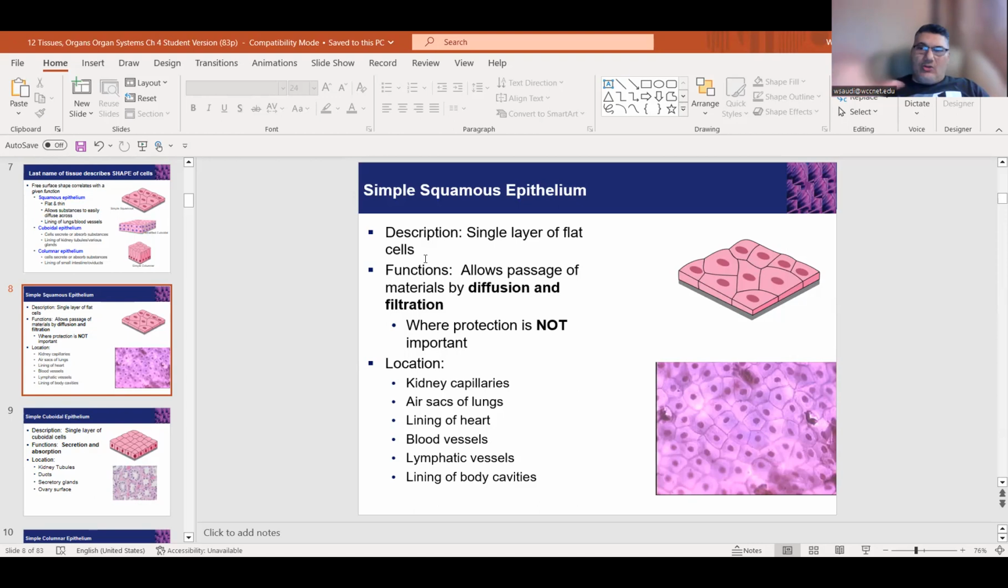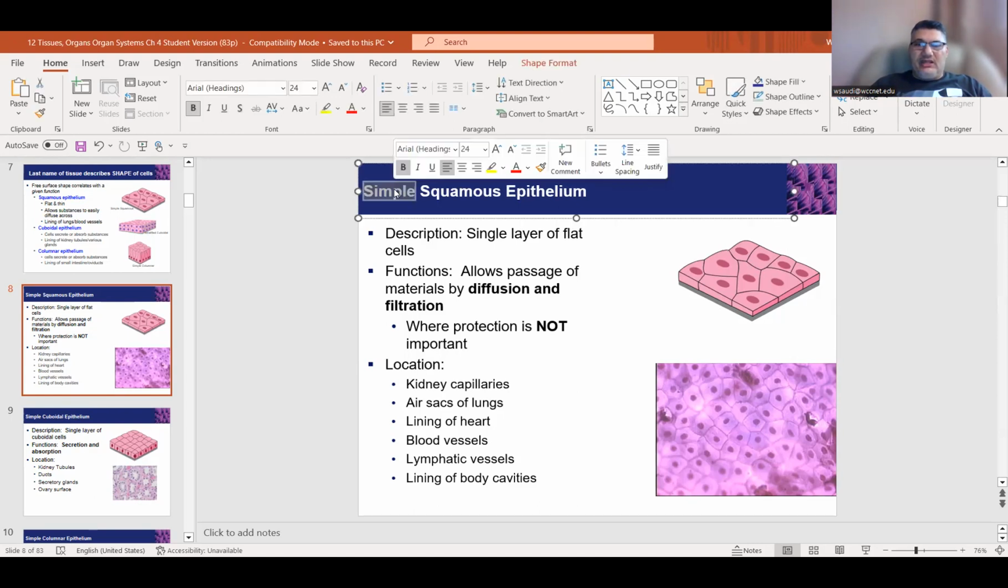So the first one, combining, is simple squamous. Translation. Simple means one layer. Squamous means flat cells. What is it? One layer of flat cells. That's it. This is the first one.